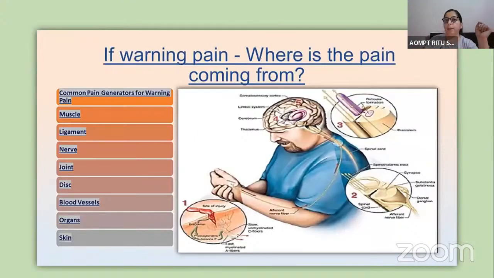So if warning pain, where is the pain coming from? Yes, this is also a very important part. Either because of the muscles the patient is having pain, or ligaments, nerve, joint, disc, whatever structures in the body, in which part the patient is having pain. So this is the warning pain, when the patient comes and says, yes, I am having pain, I am not able to hold anything. My grasping power is less.